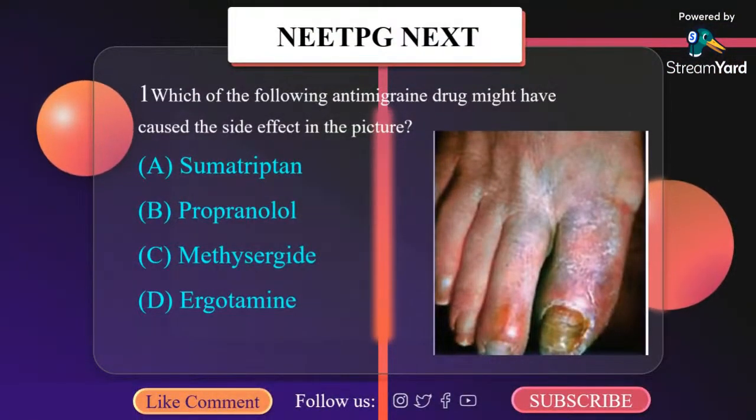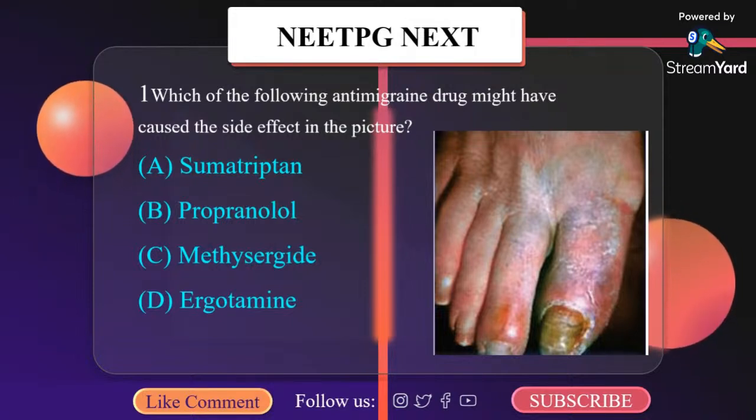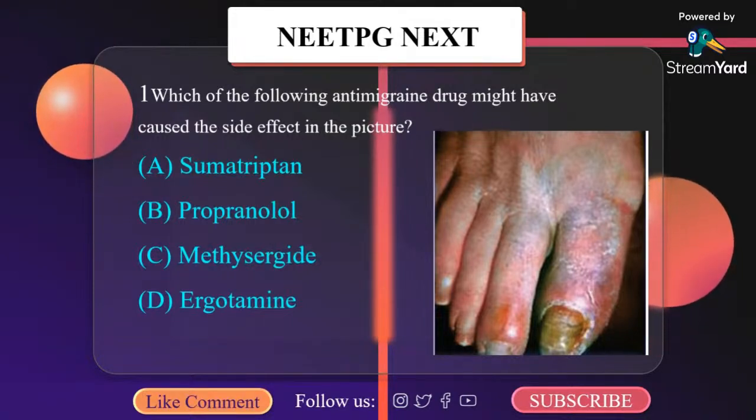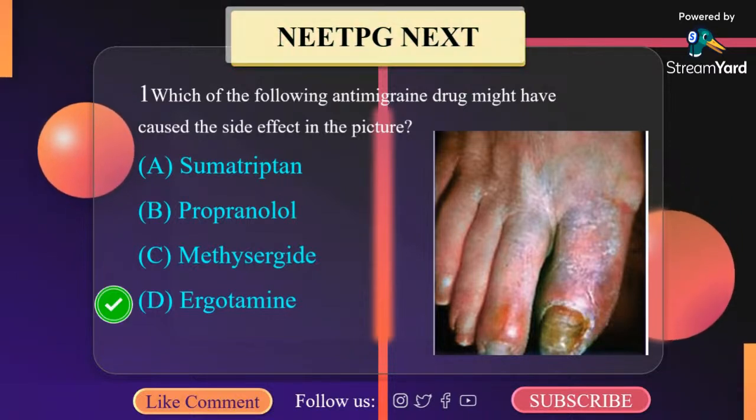Which of the following anti-migraine drugs might have caused a side effect in the picture? A. Sumatriptan, B. Propranolol, C. Methotrexate, D. Ergotamine. Ergotamine can cause severe peripheral vasoconstriction and gangrene in organs supplied by end arteries, like fingers. It is ergotamine.